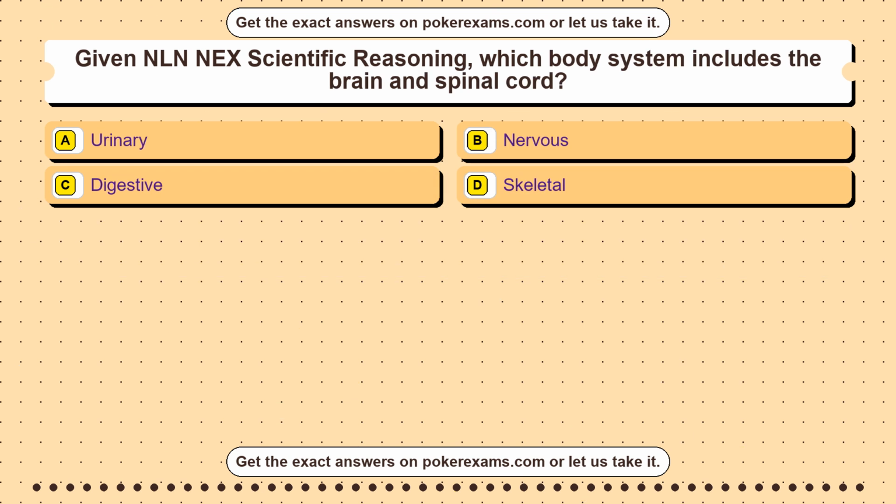Question 28. Given the Get Science practice test, which value equals 5 superscript 2? Option A, 7. Option B, 10. Option C, 25. Option D, 52.